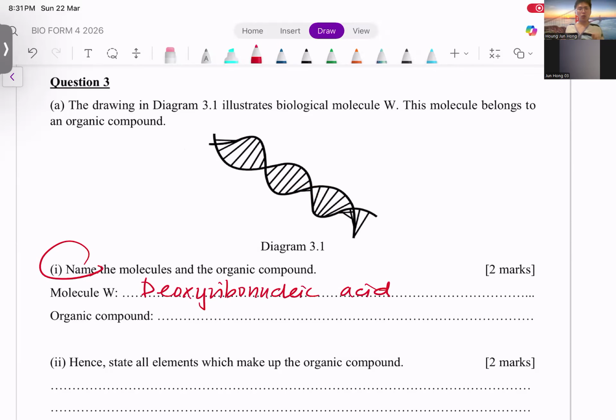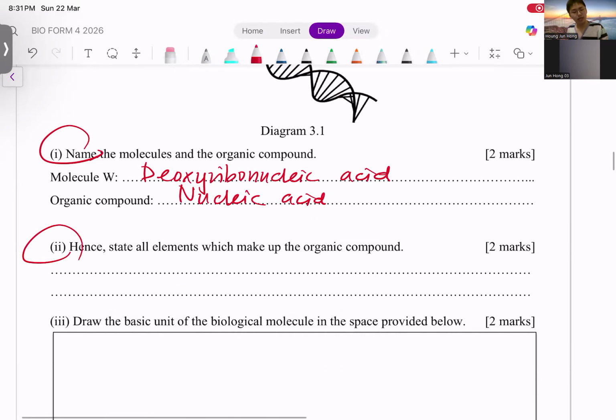Deoxyribonucleic acid. And what does this belong to? What's the name of the family? What is the name of this whole compound? This compound is called nucleic acid. Okay, the family of it is called nucleic acid. What are the elements? CH or NP. Please don't write me the short form.